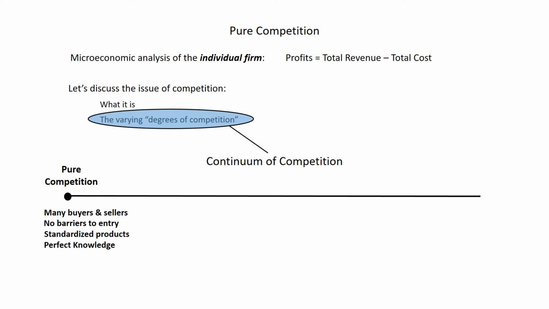But everybody pretty much knows what an ear of corn is. At the other extreme is the polar opposite of pure competition, pure monopoly. Monopoly means one seller. A single seller in an industry faces no competition because no firm is selling a good or service that consumers consider a substitute.